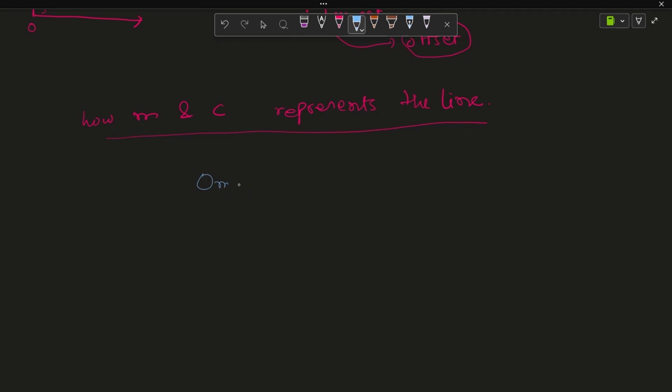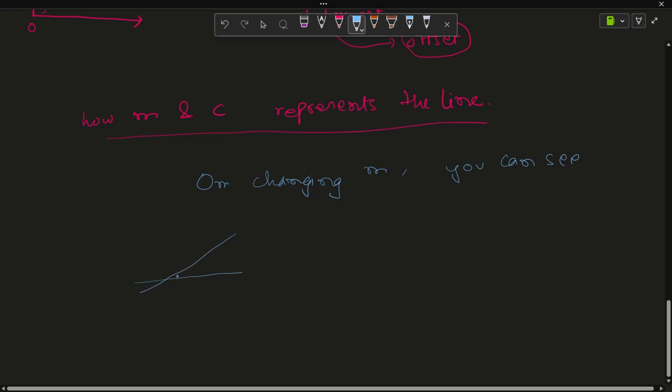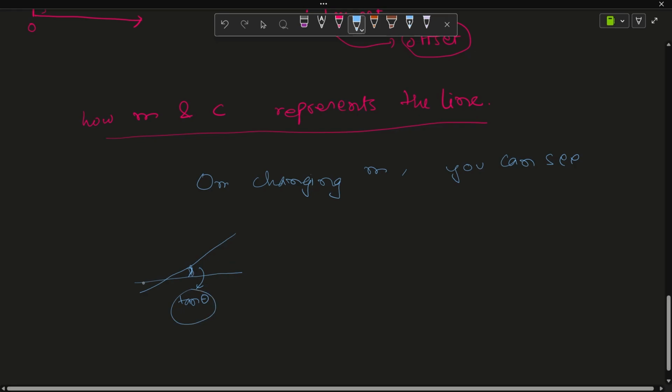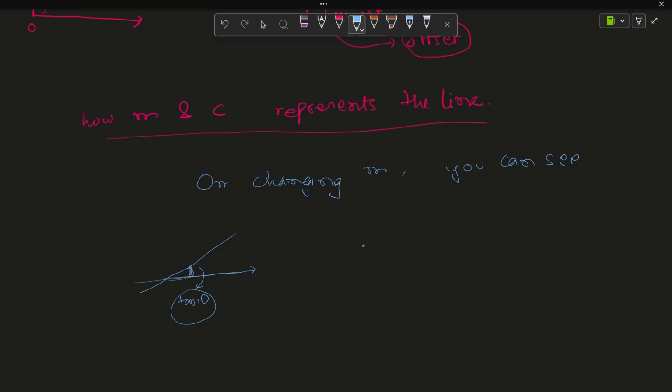On changing m, you can definitely see that the line will rotate. Why am I saying that? See, slope means how much will change. This is actually tan theta. Slope is tan theta, which indirectly denotes the angle with the positive direction of the x axis. So on changing m, it will just rotate.